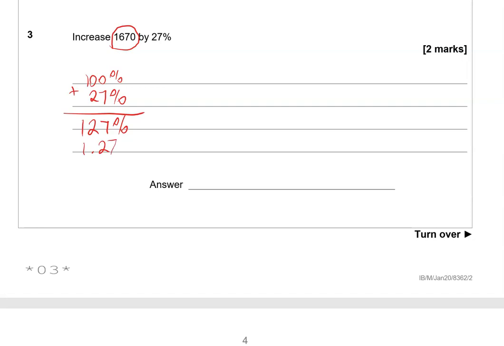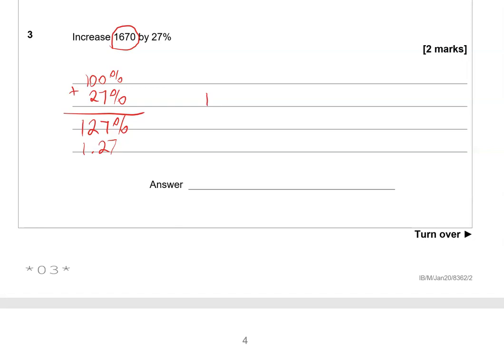Think of pence. If you have 127 pence, how would you write it in terms of pounds? That would be 1.27. In other words, you're going to divide 127 by 100. So, as a decimal, the final answer will be 1.27. This is going to help us work out the answer.